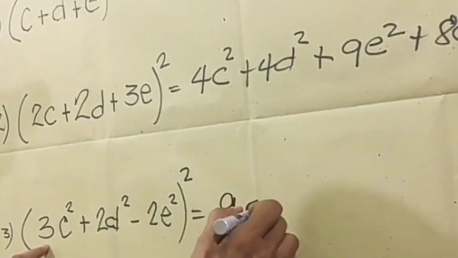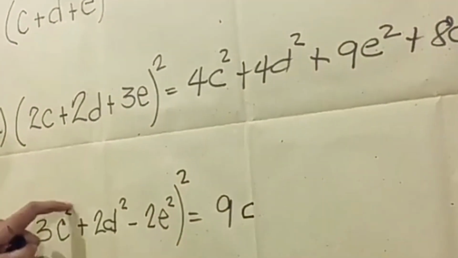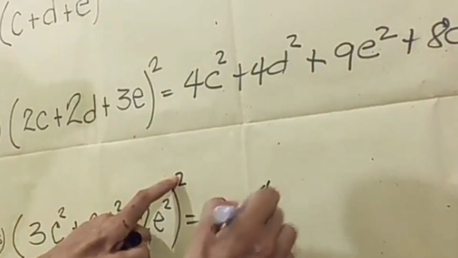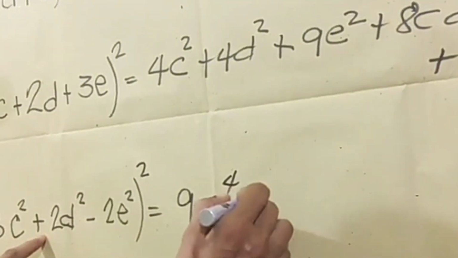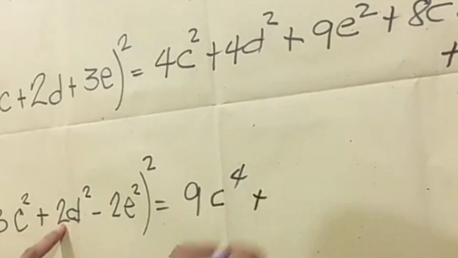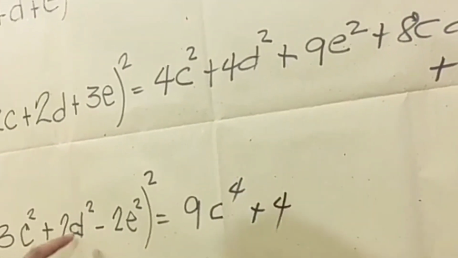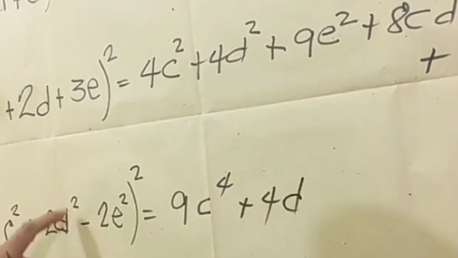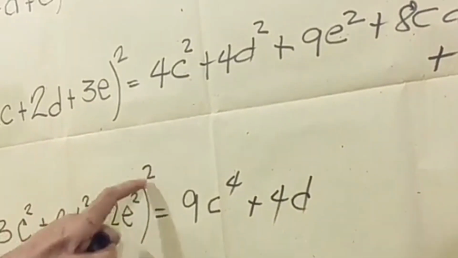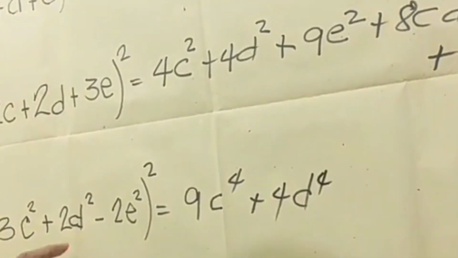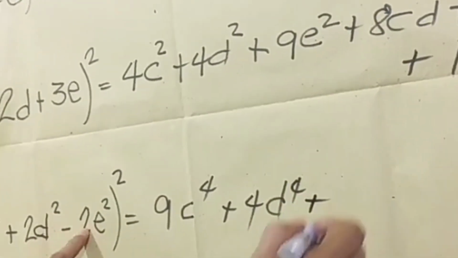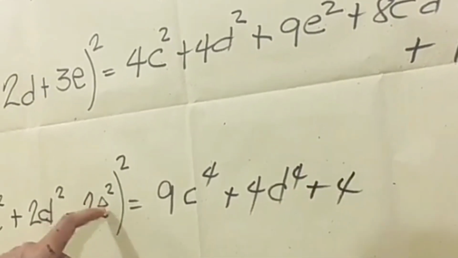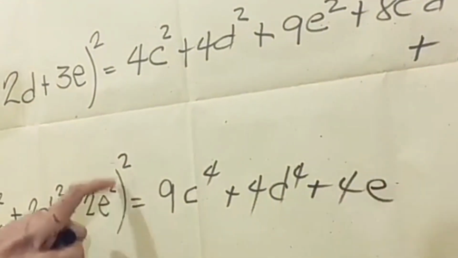Variable C, exponent, multiply 2 times 2 equals 4. Then next, the second term, positive times positive equals positive. 2 times 2 equals 4. Then D, exponent 2 times 2 equals 4. Okay, negative times negative equals positive. 2 times 2 equals 4. E, 2 times 2 equals 4.